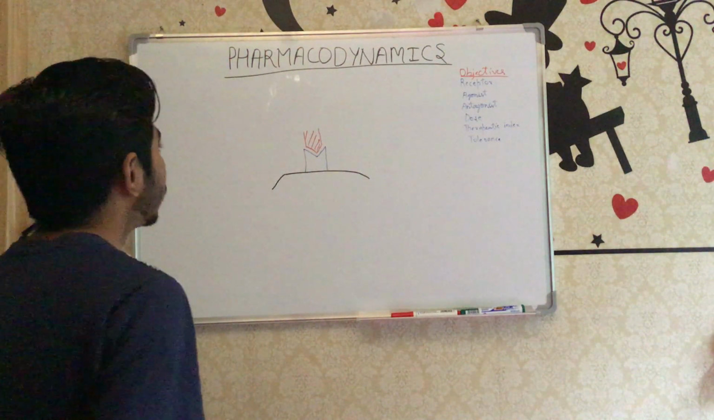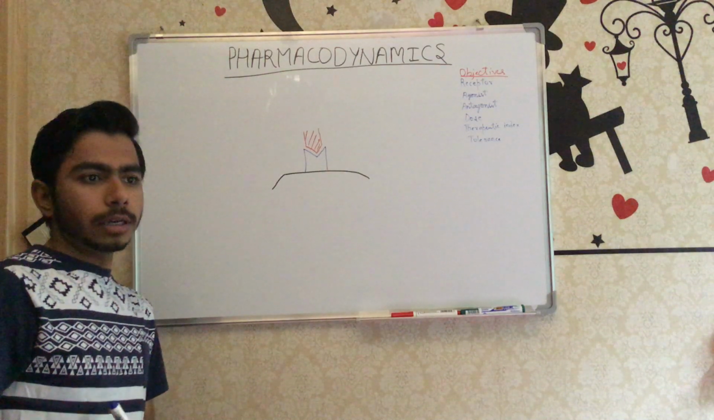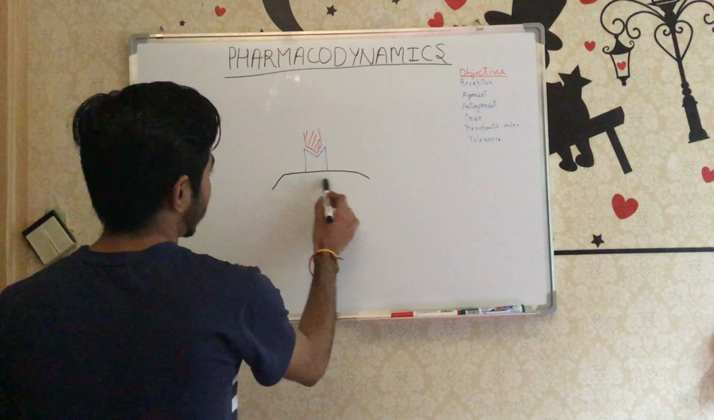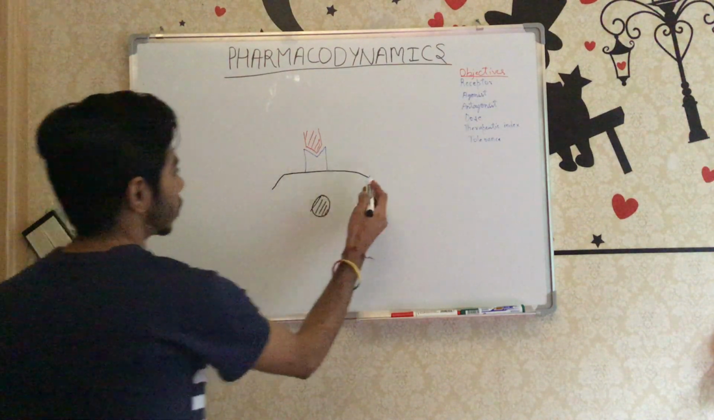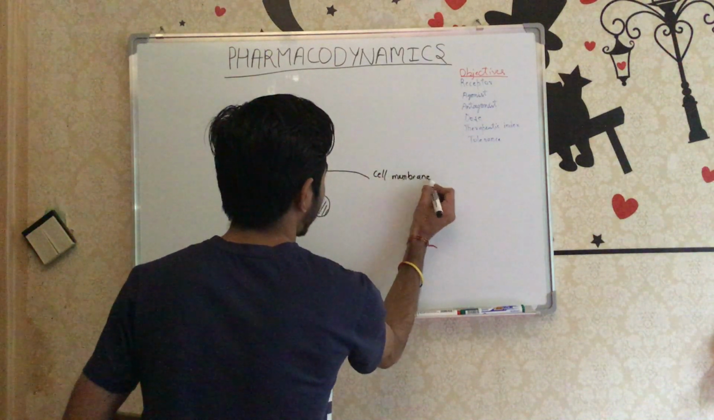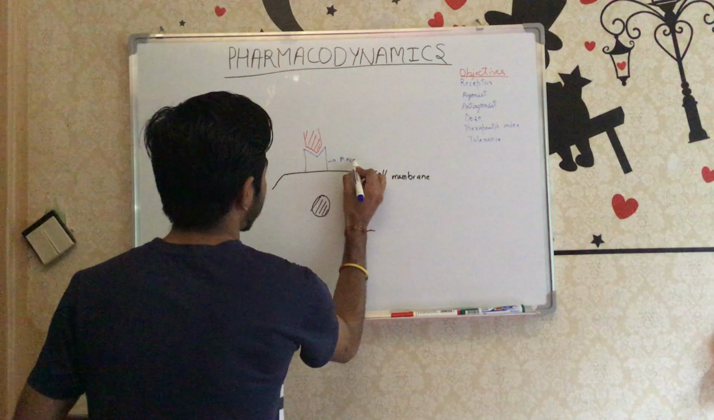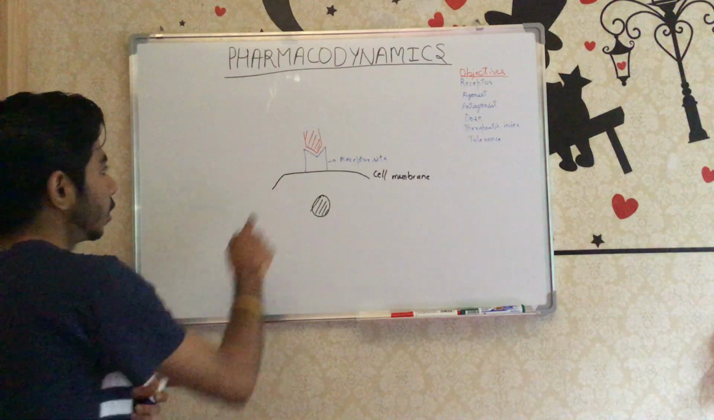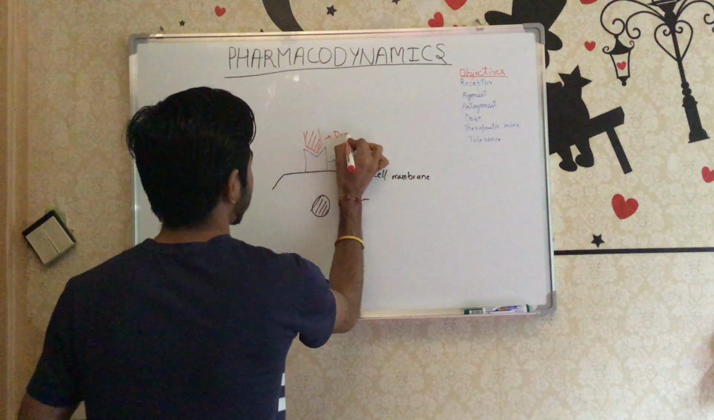So in pharmacodynamics, we talk about how the drug acts and elicits an appropriate response in our body. For example, this is our cell membrane, and this is a nucleus, and this is our cell membrane. And here I have drawn the receptor. This is the receptor site. And here, for example, is the drug, any drug.